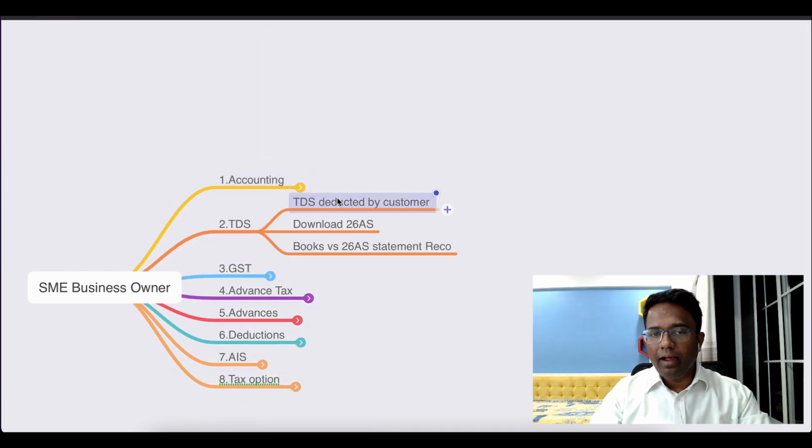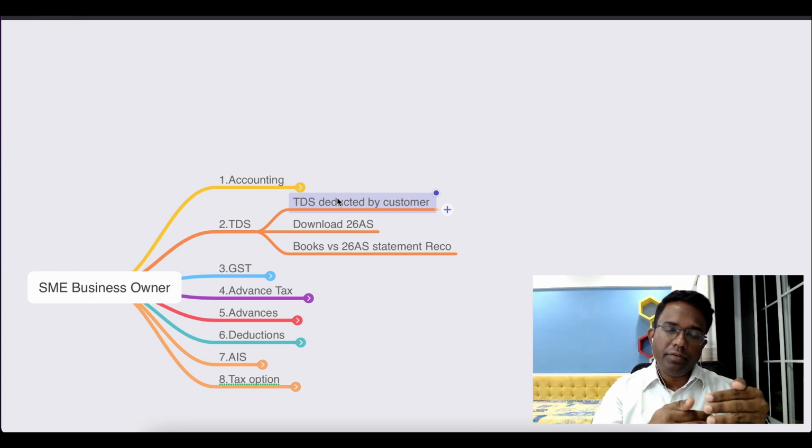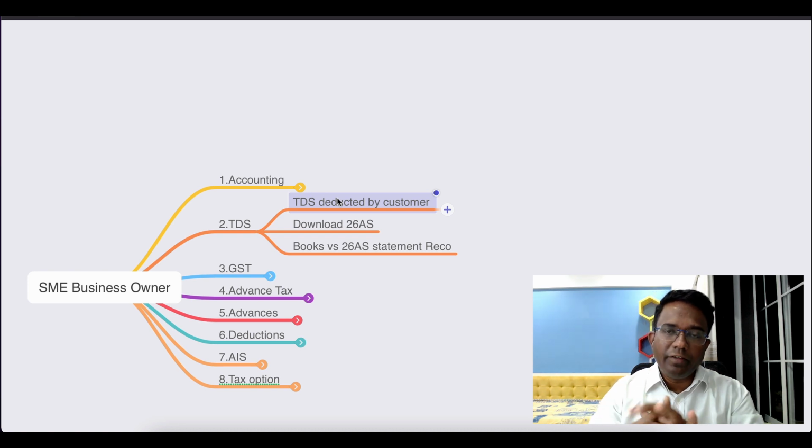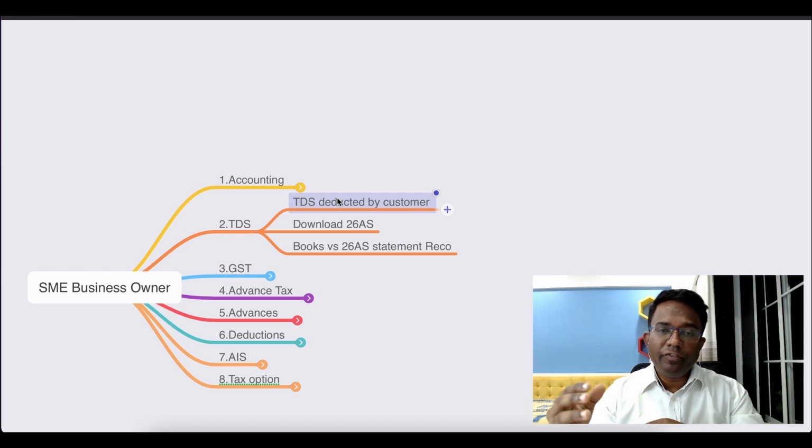Second one is TDS. TDS could be deducted by your customer. This is TDS receivable I am talking about. Again, you need to download the 26AS statement and compare it with the TDS which is deducted by your customer. Suppose in your books, in your Tally, it shows that your customer has deducted 1 lakh rupees TDS, but in reality they have paid only 70,000 or 80,000 up to 31st of December, then you need to contact the respective customer before 31st of March so that they can correct the mistake or error then and there itself.